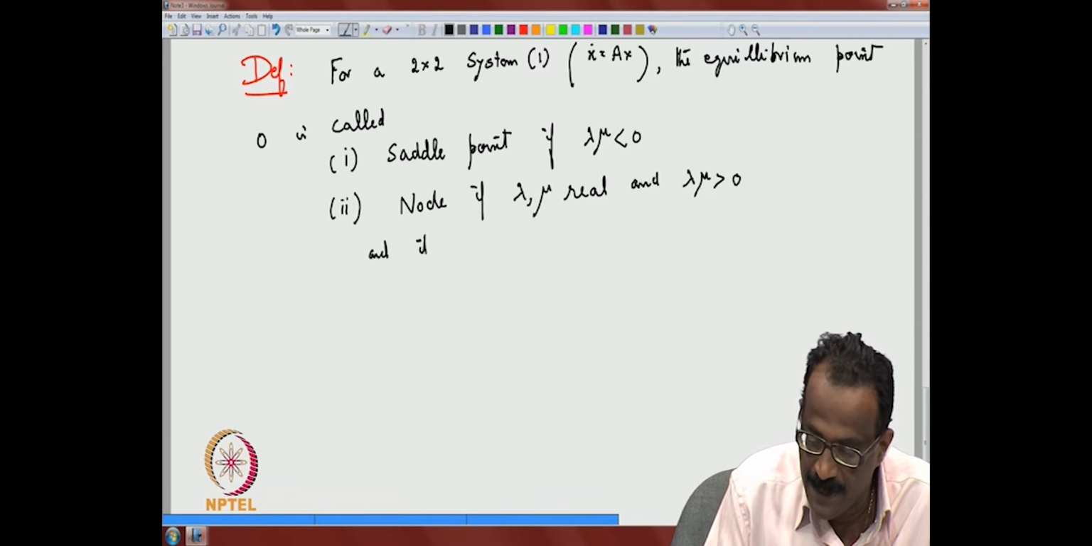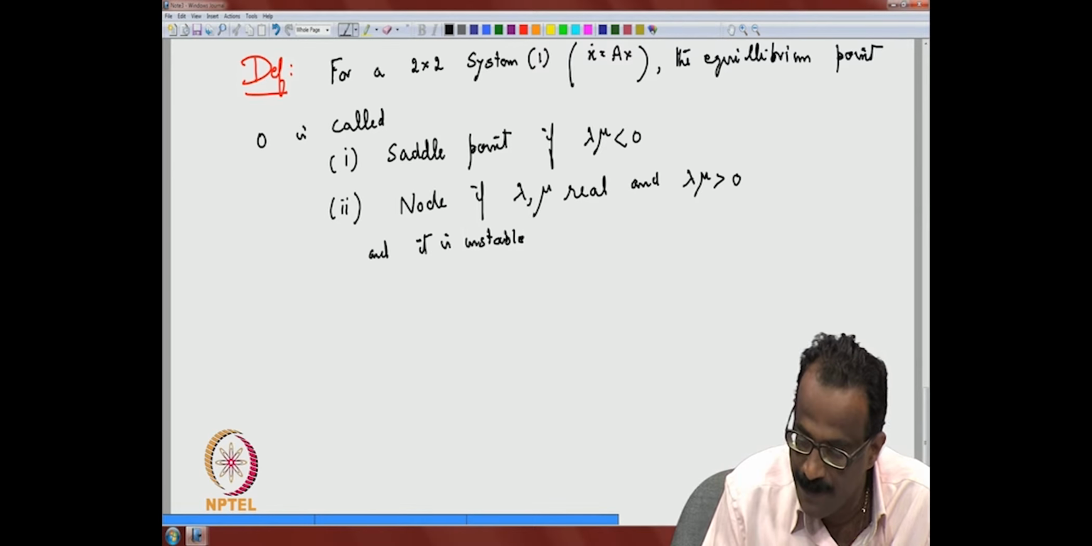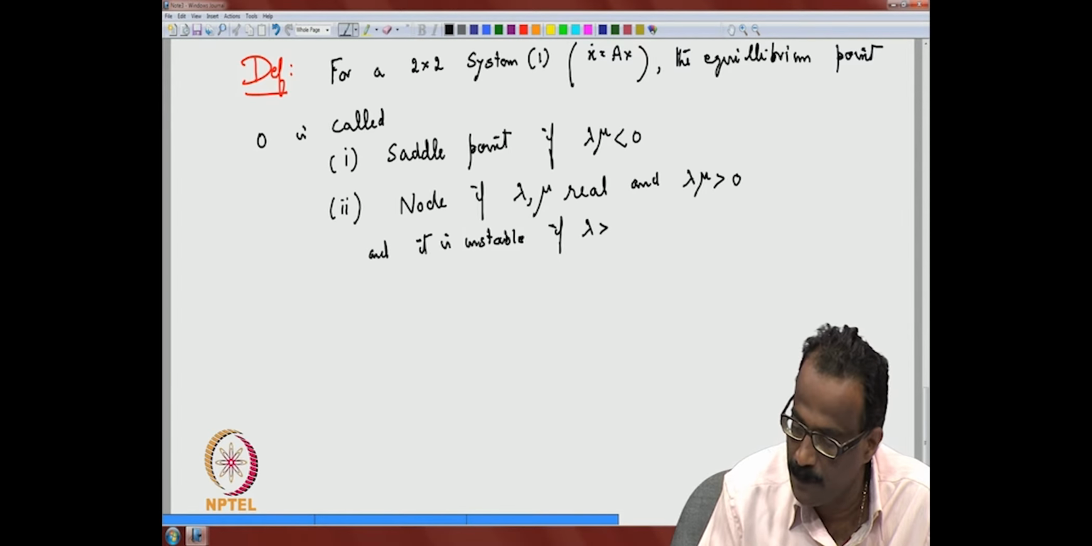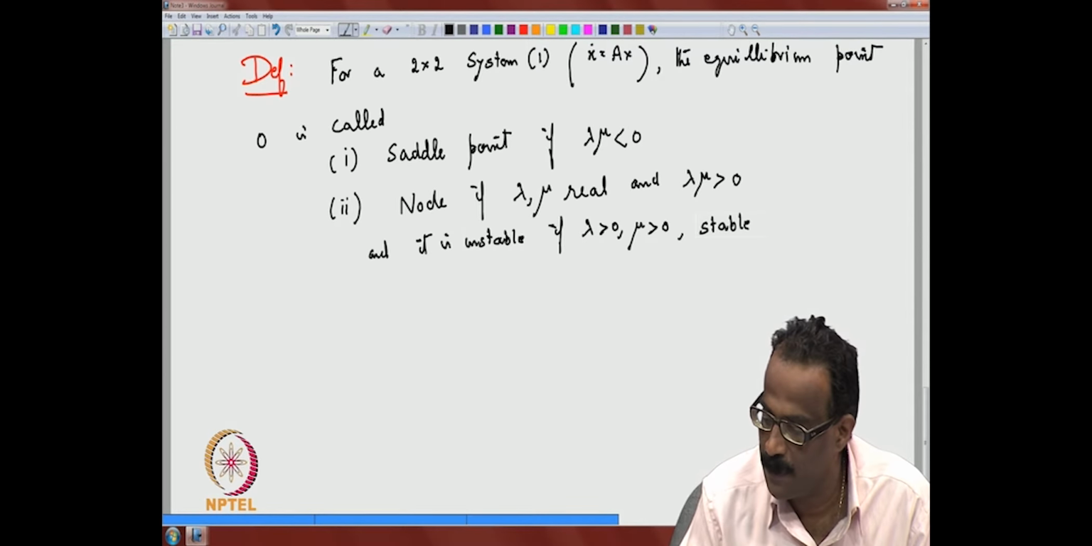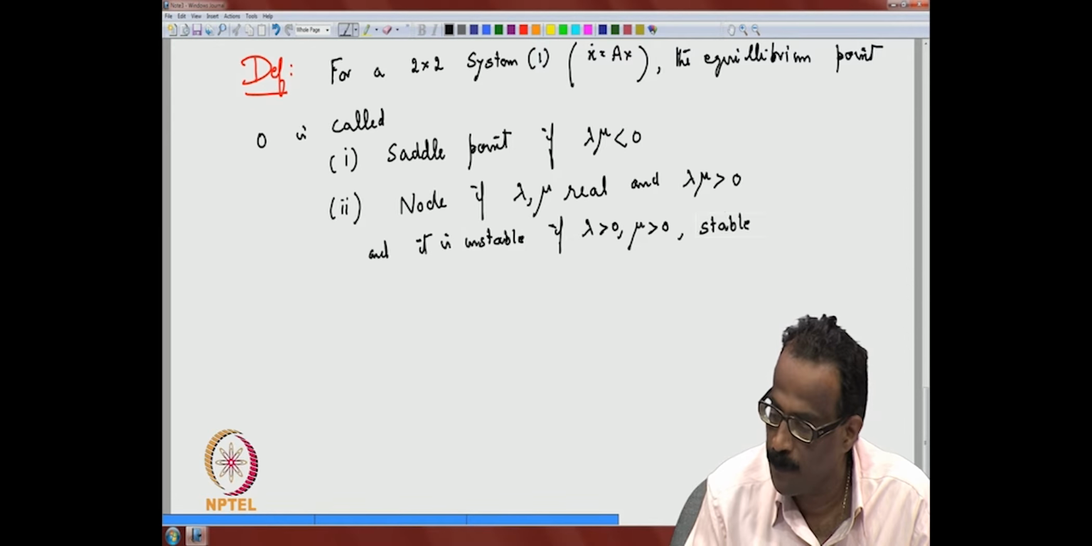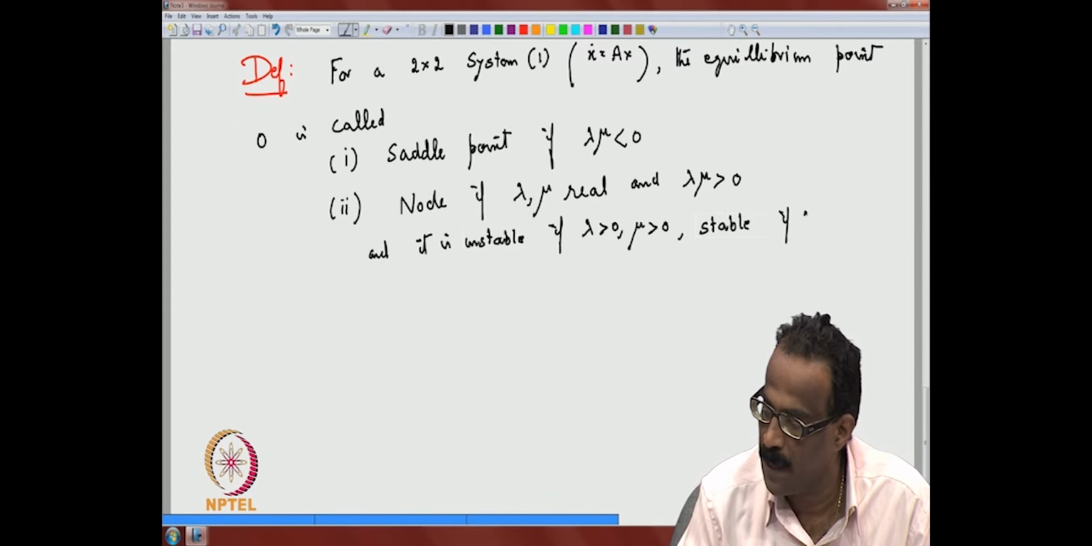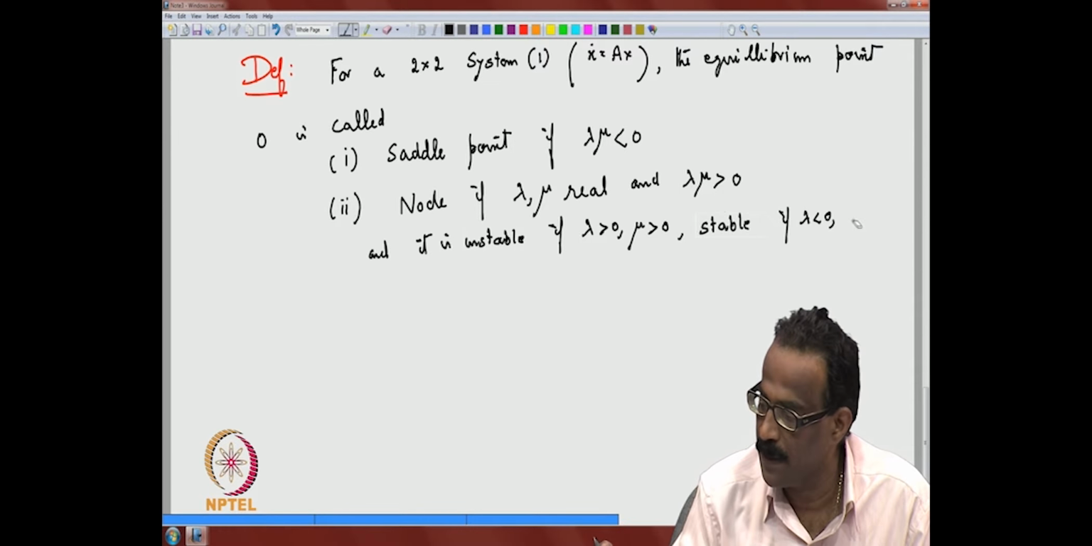It is unstable if lambda positive, mu positive, and stable if lambda negative, mu negative, that is, both the eigenvalues are negative.